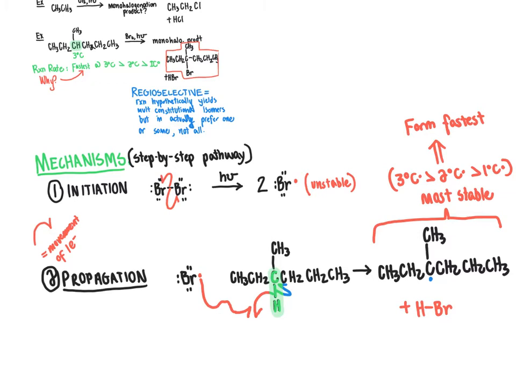So we've created our most stable carbon radical at this point. So the point of step 2 is to create the most stable possible carbon radical as a result of this. And that most stable possible carbon radical is going to be the one that corresponds to placing it at the tertiary carbon. So we're creating the most stable carbon radical.